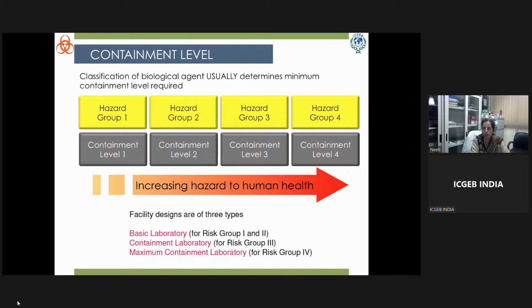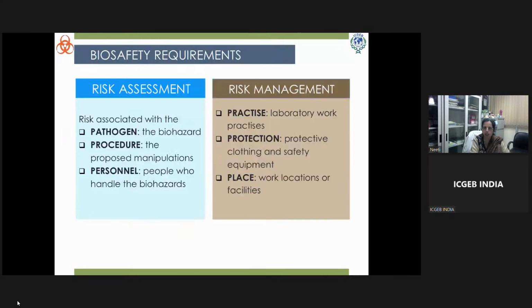So for risk group 1 and for major cases of risk group 2, a basic laboratory structure or a facility design is sufficient with certain requirements to prevent spread and to prevent infection. For risk group 3, there is a higher level of containment. So these are called specific containment laboratories or the special facilities which go by the term BSL 3 facilities. And for the hazard group 4, then you have the maximum containment facility or the BSL 4 facility to do the work with these experiments.